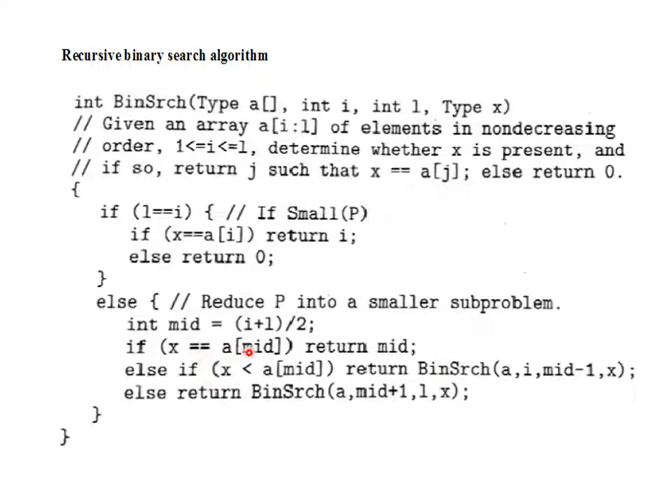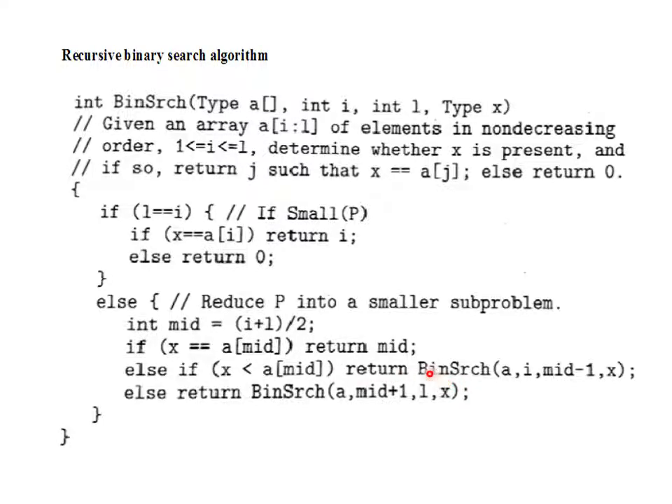So this condition, if x is equal to a of mid, is the first check. If it holds, then we can say it is the best case. No need to check other elements in the list. So return mid. And if this condition is false, we compare once again: if x is less than a of mid, then we are sure that if the item is present, there is no need to check the right side; it is present in the left side.